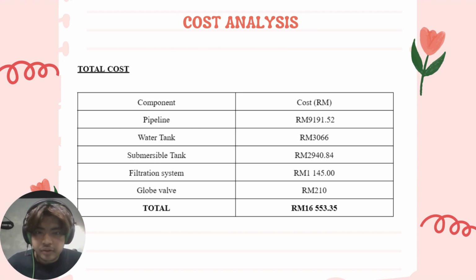So now I will present the cost analysis. So the total cost for this project is 16,553 ringgit and 35 cent. So this cost is for the pipeline, water tank, submersible pump, filtration system, and globe valve.